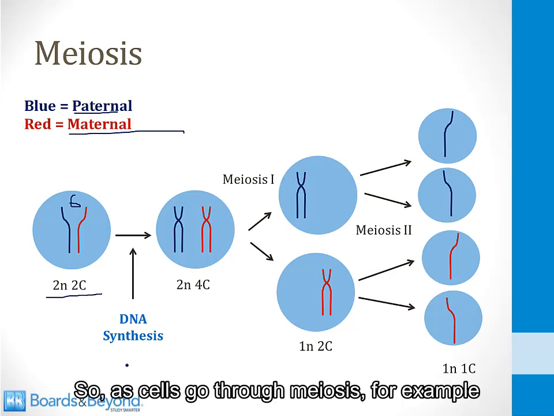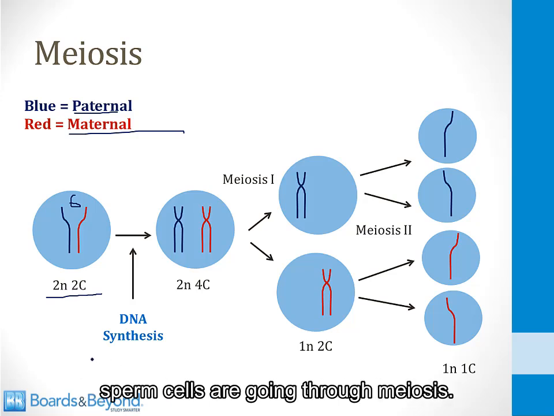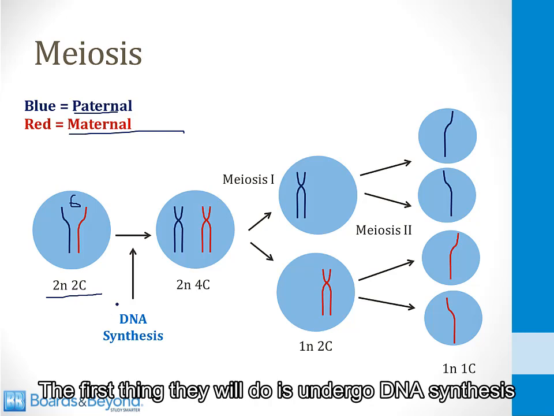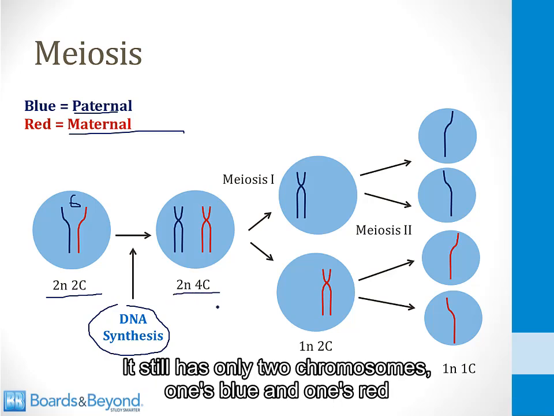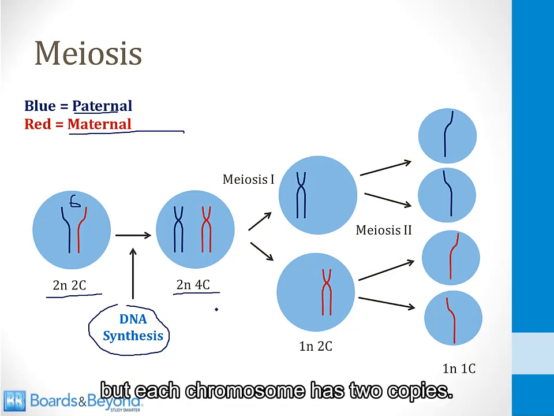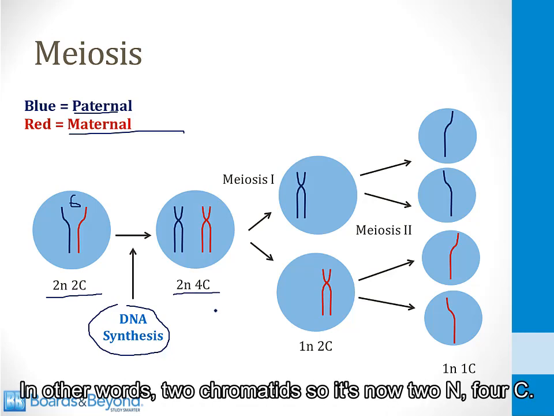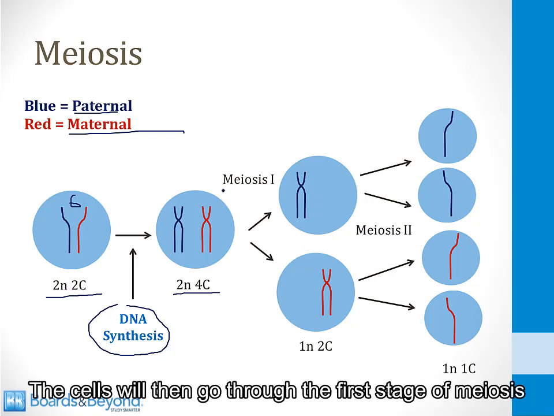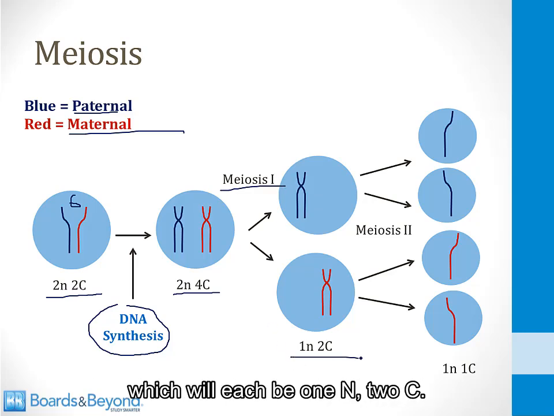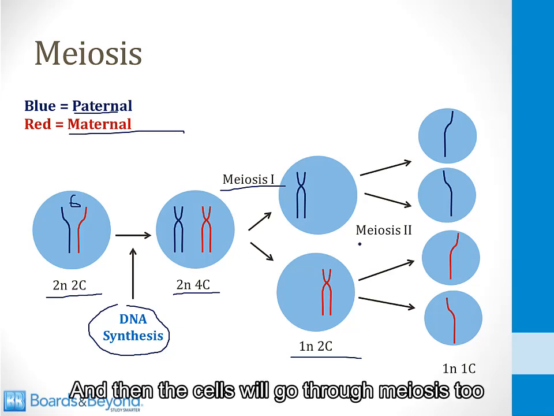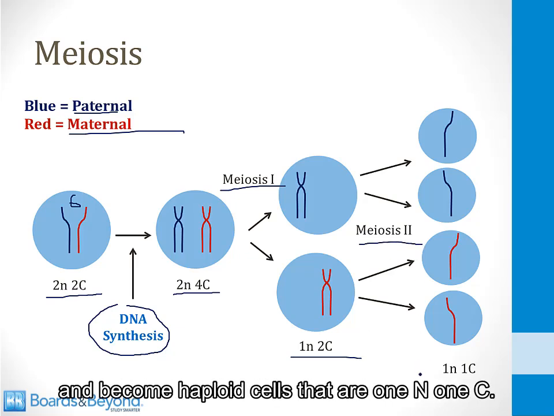So as cells go through meiosis, for example, sperm cells, the first thing they will do is undergo DNA synthesis, and we will then generate a cell that is 2N4C. It still has only two chromosomes, one blue and one red, but each chromosome has two copies, in other words, two chromatids, so it's now 2N4C. The cells will then go through the first stage of meiosis and separate into two daughter cells, which will each be 1N, 2C, and then the cells will go through meiosis II and become haploid cells that are 1N, 1C.